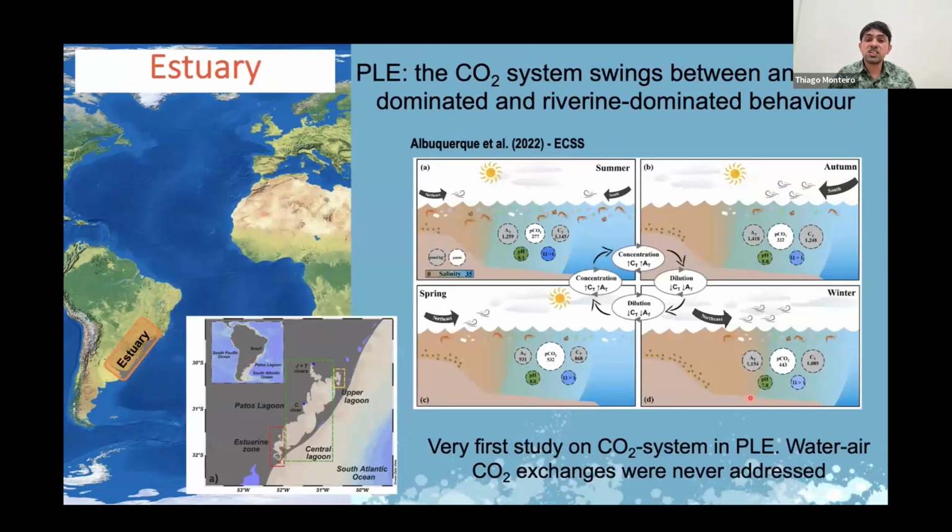Well, another very important region that is very undersampled, not just in Brazil, but in the Southern Hemisphere as a whole, is the estuarine environments. So we can see, for example, in this Patos Lagoon, the estuary is a region restricted to this red rectangle here. And the Patos Lagoon estuary is an estuary zone of the Patos Lagoon that is known as one of the larger coastal lagoons in the world.